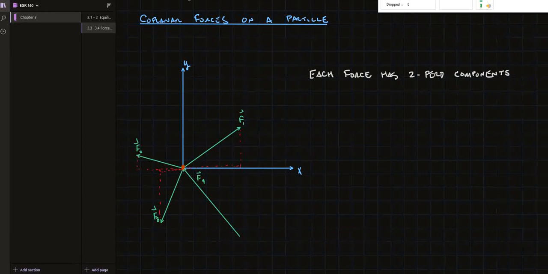And then F4, we can do it this way, a Y component in this direction, and then we have an X component in this direction. So with all these forces on it that we can break down into all these components, if the particle's not moving, that means that the vector sum of our forces equals 0.